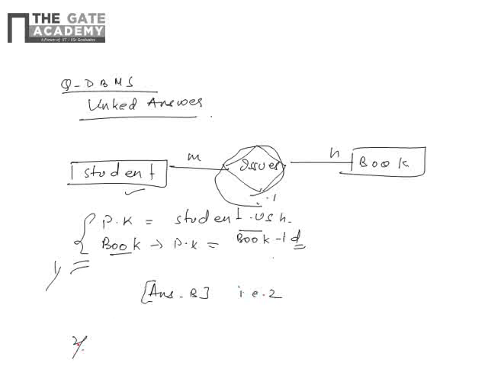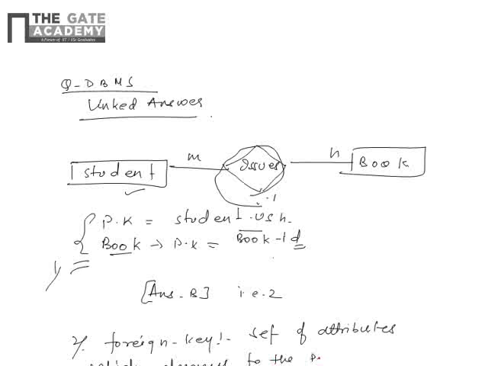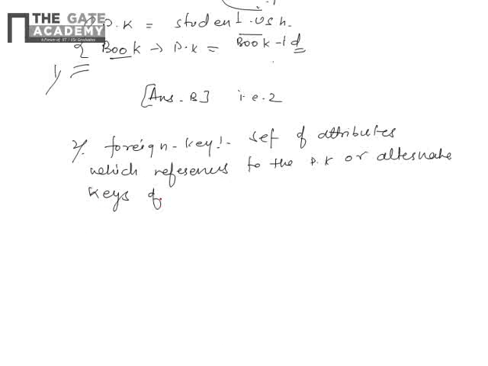For the second part, they have asked about foreign keys. So what do you mean by a foreign key? A foreign key is a set of attributes which references the primary key or alternate keys of the same table or some other table.